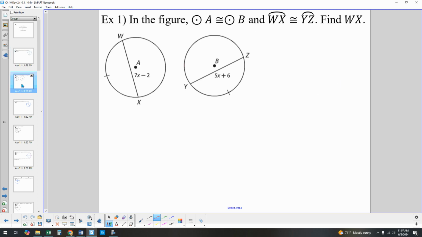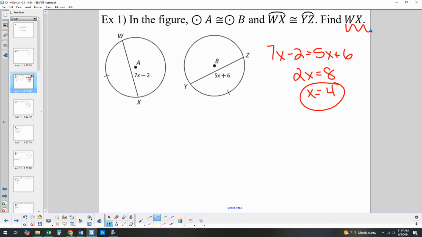Here we have a pair of congruent circles. They tell me that circle A is congruent to circle B, and we know that arc WX is congruent to arc YZ. So that would mean these two chords that made those arcs are also congruent. So 7x minus 2 would equal 5x plus 6. 2x equals 8, and x is 4. If we want to find WX, we could do 7 times 4 minus 2. So WX equals 26.